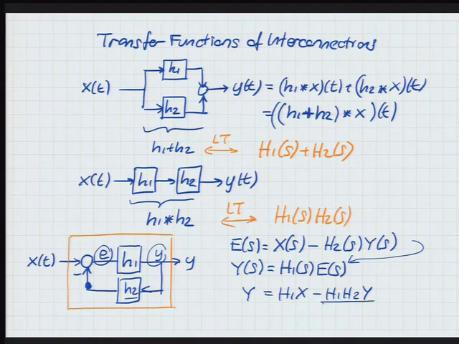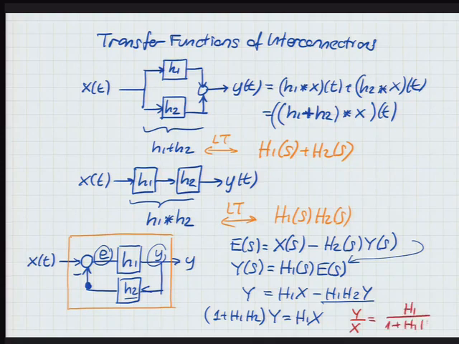If I move this term to the left, then I'm going to have 1 plus h1 h2 times y, and that's equal to h1 x. Therefore, y by x, which is our overall transfer function, is h1 over 1 plus h1 h2. We're going to use this a lot when we talk about feedback. So the forward branch, h1, goes in the numerator, and then in the denominator you have 1 plus the loop transfer function, which is the product of h1 and h2.